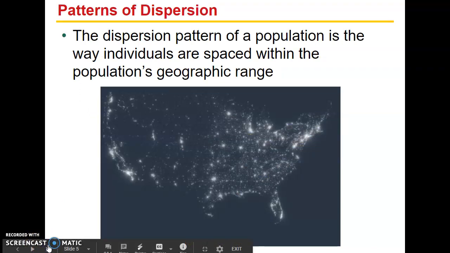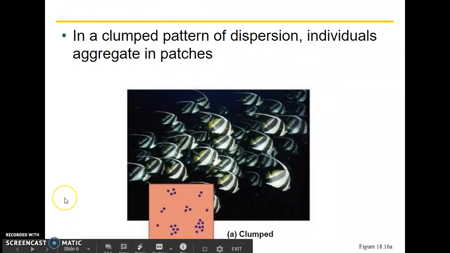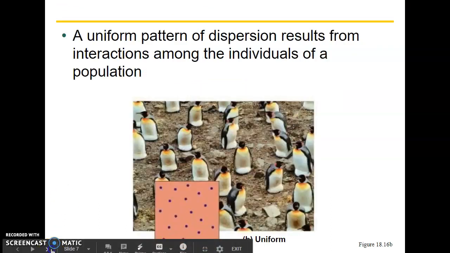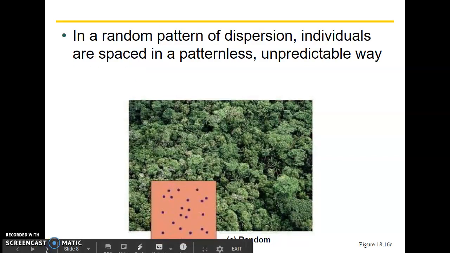There are different ways that populations are dispersed depending on the type of organism. The first one is clumped. Think of a school of fish. That's a clumped dispersion. Uniform is where it's spread out equally with almost equal distance between each individual. And then the final one is random. Think of a forest. There are trees kind of all over the place.